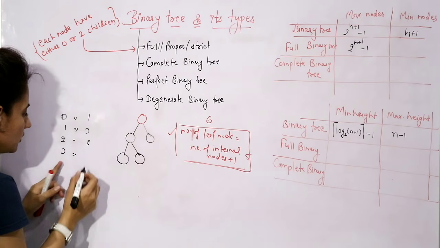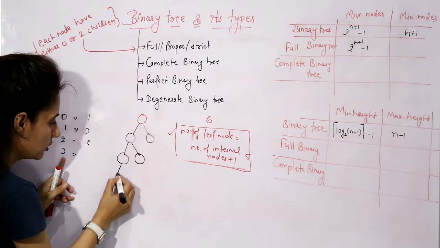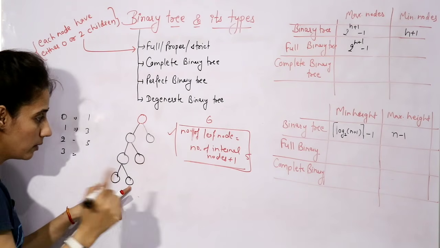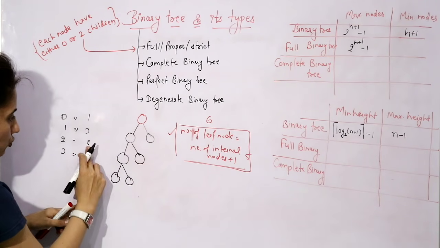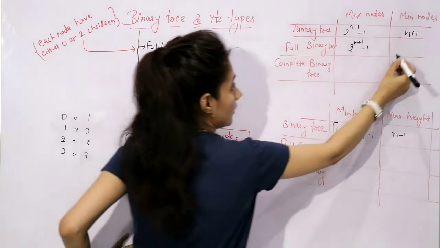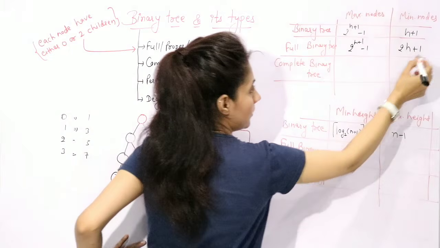If height is 3, I am increasing the height one more, 1, 2 and 3. Here also you need 2 nodes. So the minimum number of nodes is plus 2, that is 5 plus 2 is 7. So now how can you write this thing? It is 2h plus 1, the minimum number of nodes.